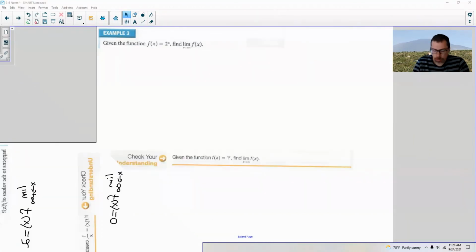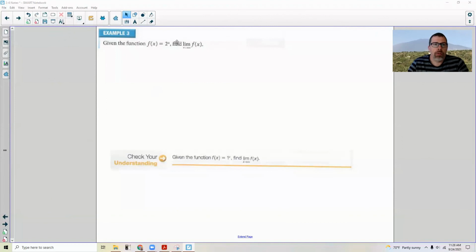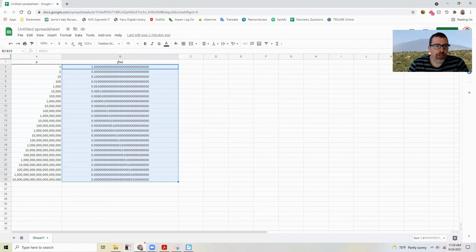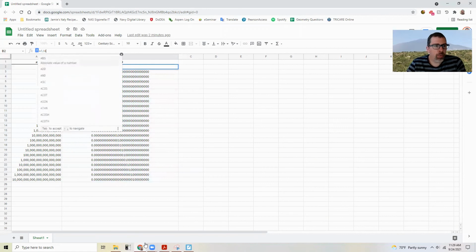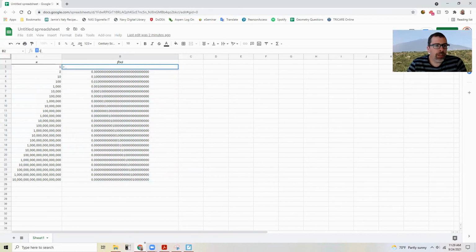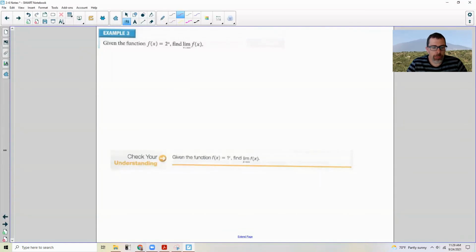Okay, example 3. Another function, f of x equals 2 to the power of x. Find the limit as x approaches infinity of f of x. So what they mean is, as x gets bigger and bigger and bigger, what does the function do? So if I go back to my spreadsheet and I change that equation, I'm going to come back here and erase that 1 over x, which was the last one. So now our function is 2 to the power of x.